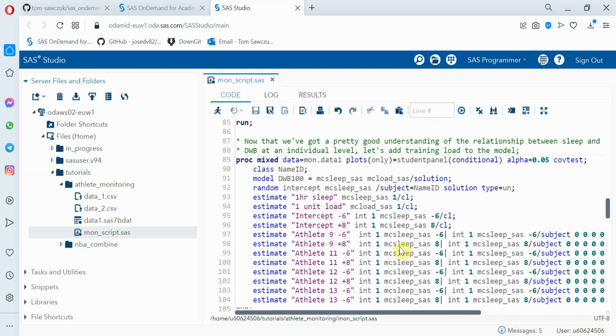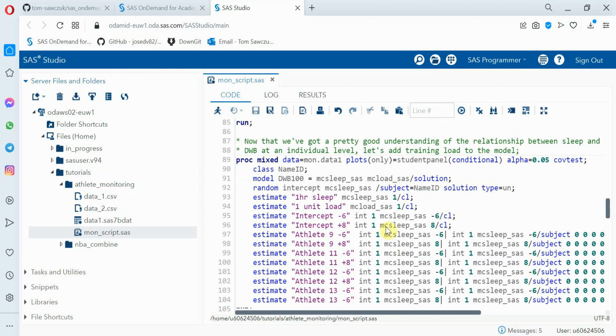But sleep isn't the only thing that affects well-being, and one of the most widely researched variables with regards to daily well-being is training load. So given we have the training load data via sessional RPEs, it makes sense for us now to include training load within the model and see the influence that that has. We've done the same thing with training load as we did with sleep. We've mean-centered it.